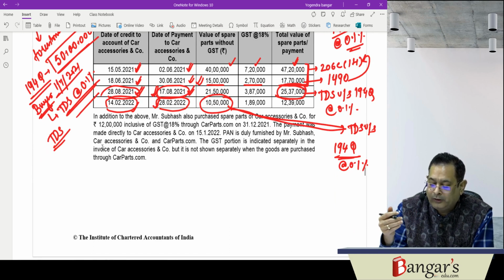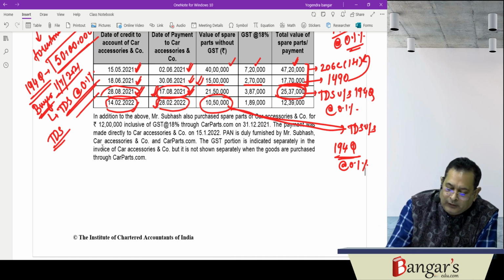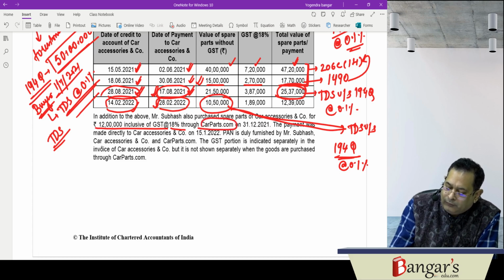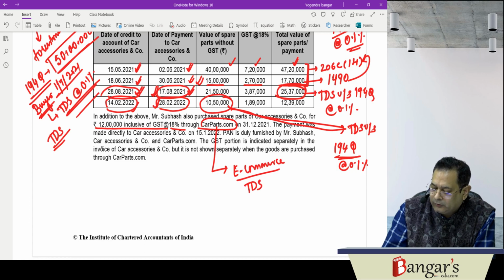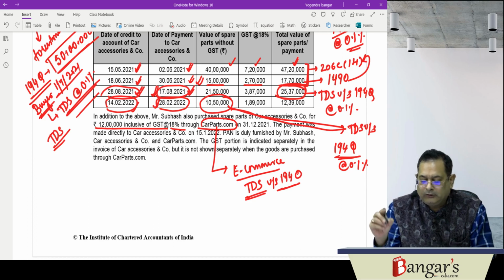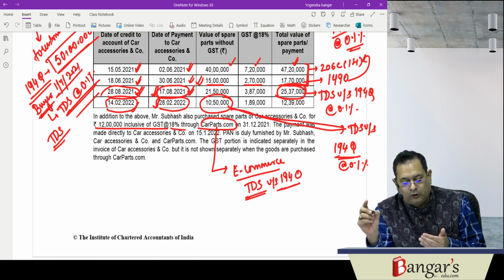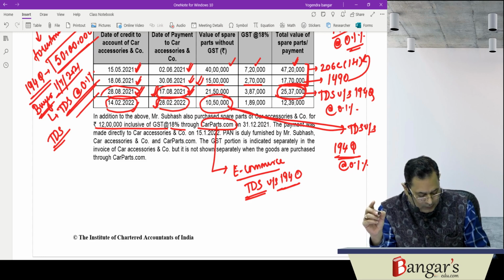Then, further information. In addition to the above, Mr. Subhash also purchased spare car parts of car accessories and company for 12 lakh rupees inclusive of GST. Now this 12 lakh rupees is inclusive of GST at the rate of 18% through carparts.com. As we are already aware, carparts.com is an e-commerce operator. Now the e-commerce operator will be deducting tax at source here under section 194O. So here purchases have been made from carparts.com, which is basically an e-commerce operator.